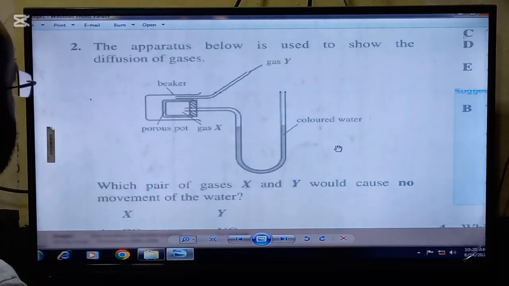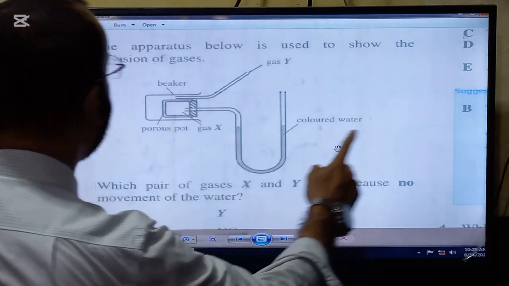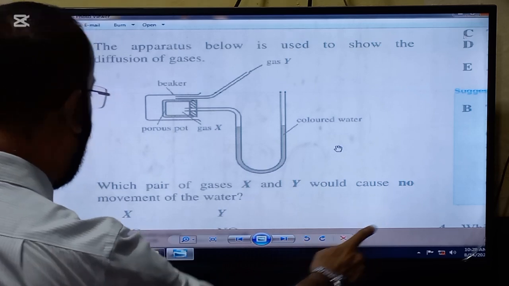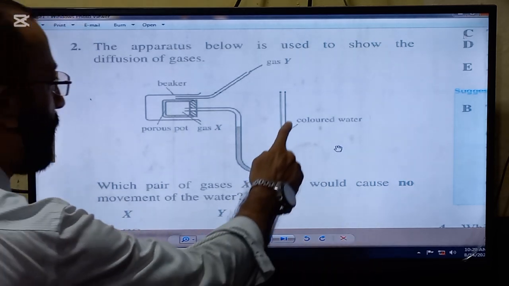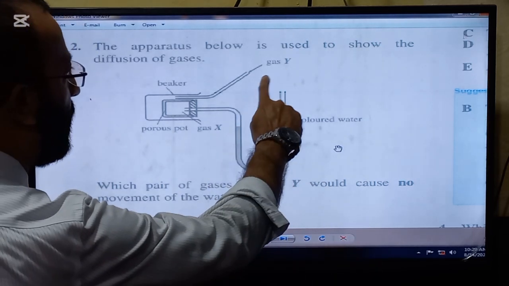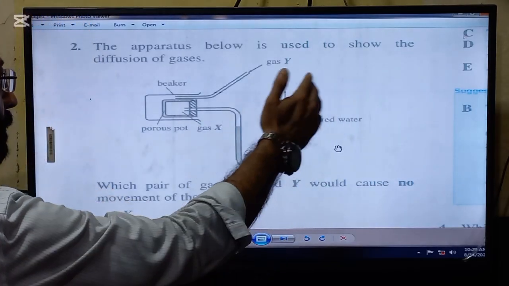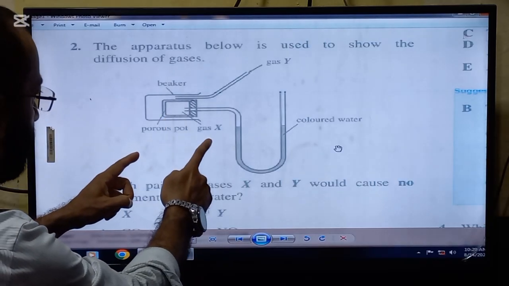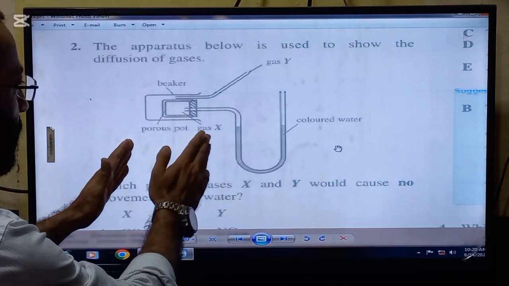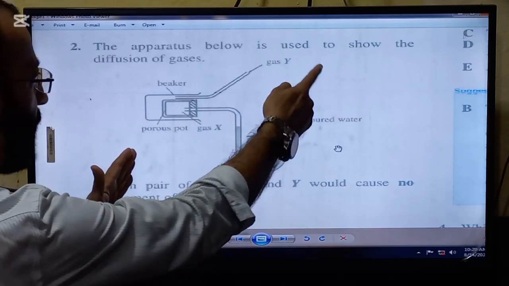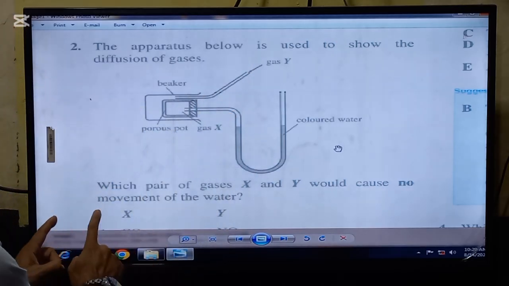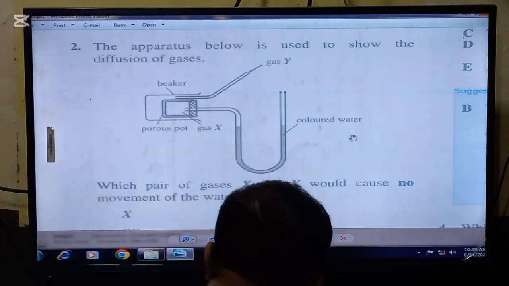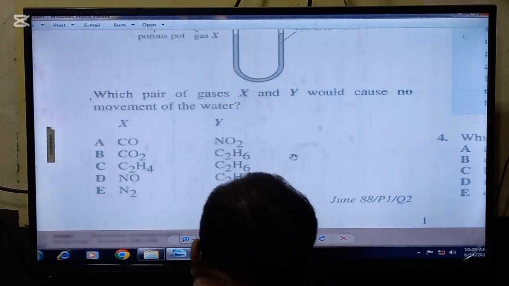Here is another question. The apparatus below is used to show the diffusion of gases. Which pair of the gases X and Y would cause no movement of the water? So you can see here is the water and here is the gas Y that will come from the environment. You can see the direction of the arrow, and here is the gas X in the porous pot. So gas X will go out and gas Y will come in. So the question is, which pair of the gases X and Y would cause no movement of the water? And here are the options.